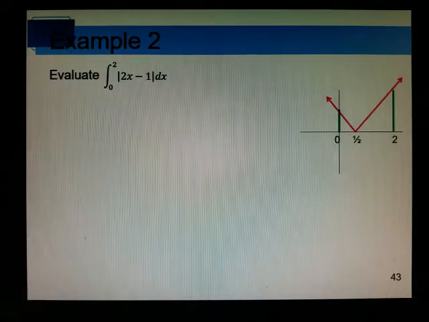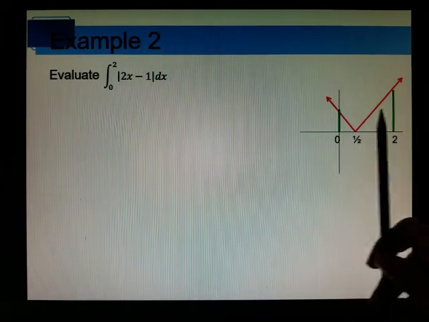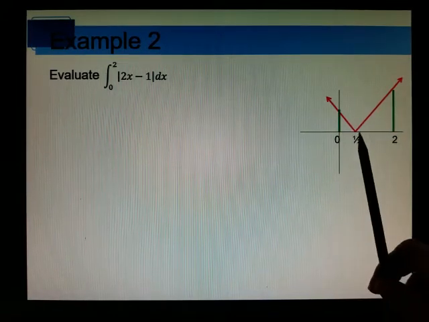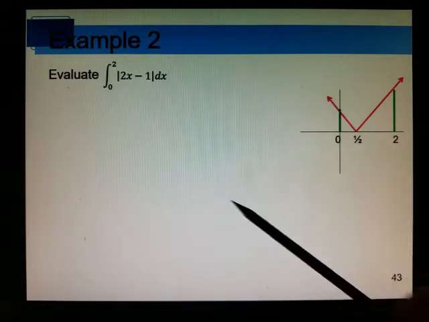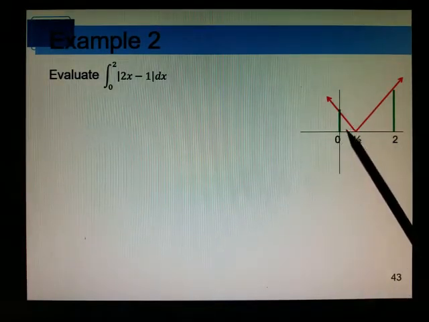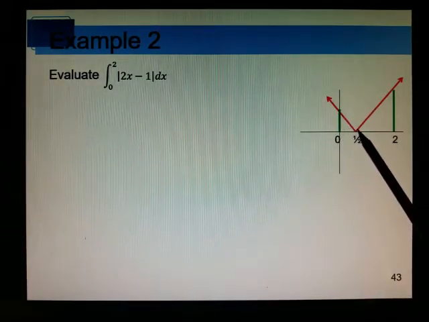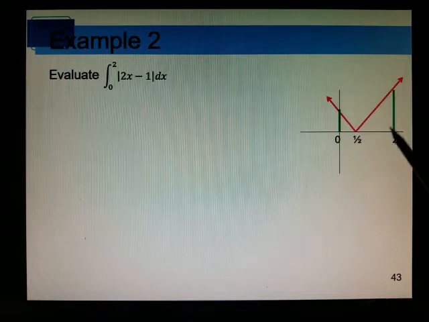So I'm looking to integrate from x equals 0 to x equals 2. And again, the vertex was at 1/2. This v-graph was not shifted up or down. So basically, I want the area of this triangle here, and I want to add to it the area of that triangle right there. That would be the easiest way to do this.